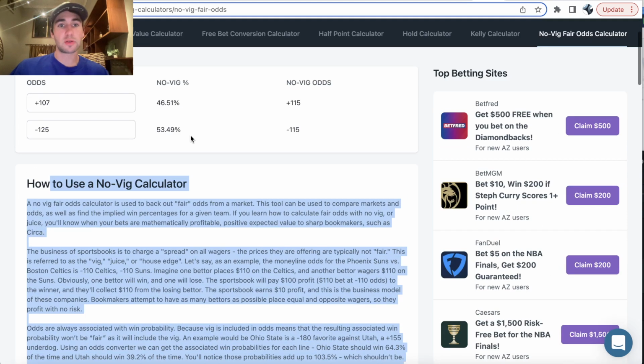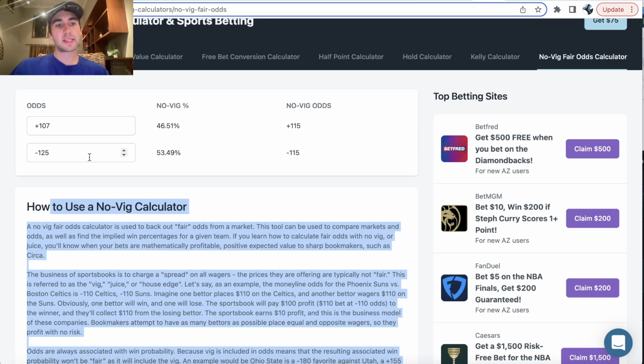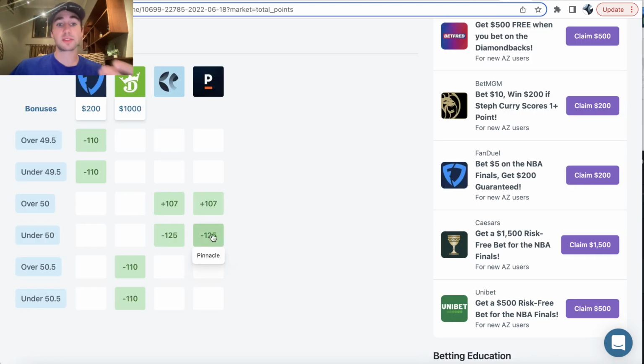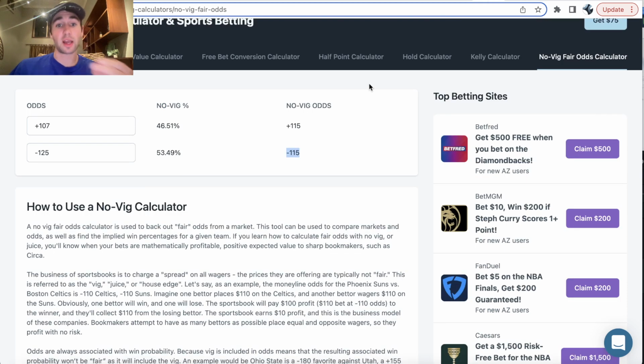I'd highly recommend you check it out and read this text. Based on their market, which only has 18 cents in market width between plus 107 and minus 125, you can see that once you remove the juice from the market, you can see what their model is implying the true price for the wager is. So for the under 50 points, which is juiced to minus 125, the fair line, the true odds, once you remove the juice, would be minus 115, whereas the over 50 points would be plus 115, right? That is the sportsbook's true odds based on their model.